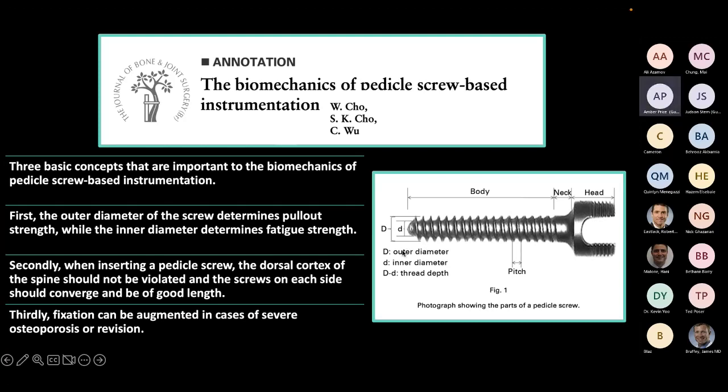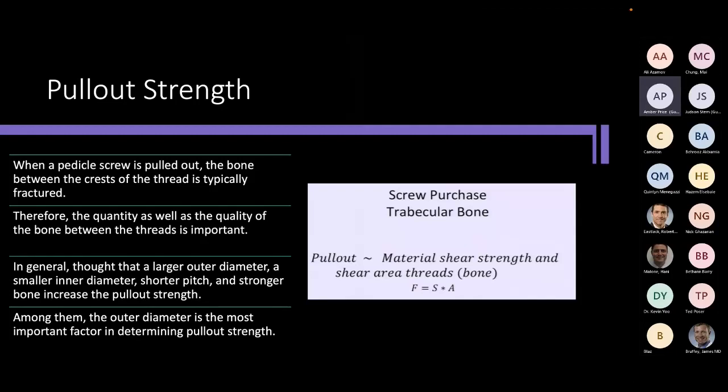When you're looking at screws, the dorsal cortex of the spine should not be violated, and so we'll talk about pedicle screw violation within the cortex and why that's important in regards to length. And then what can you do for these pedicle screws in order to augment them in cases of osteoporosis or revision. So pull-out strength of a screw is related to this equation here.